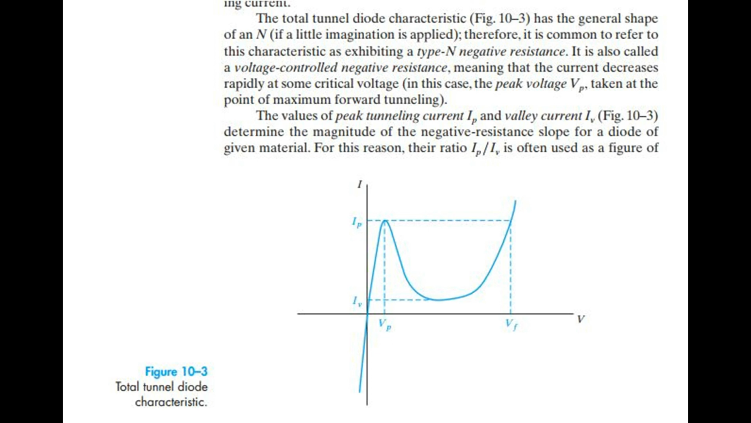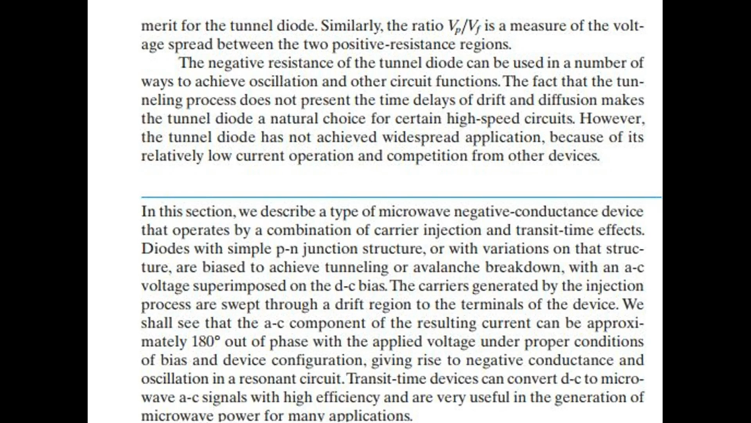The values of peak tunneling current Ip and valley current Iv, Fig 10.3, determine the magnitude of the negative resistance slope for a diode of given material. For this reason, their ratio Ip/Iv is often used as a figure of merit for the tunnel diode. Figure 10.3 total tunnel diode characteristic. Similarly, the ratio Vp/Vf is a measure of the voltage spread between the two positive resistance regions.